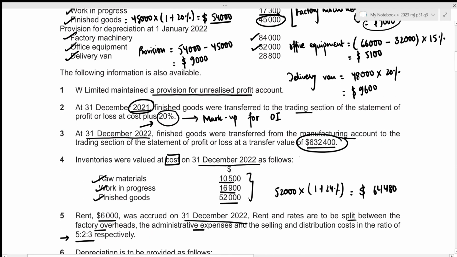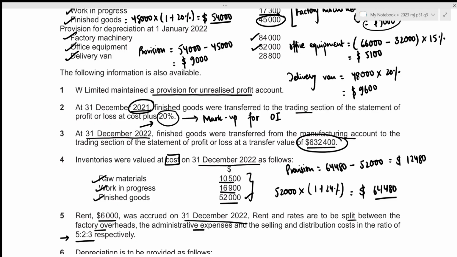Now we repeat the same process for closing inventory. So the provision is just going to be 64,480, which is the value included in our statement of profit or loss, minus 52,000, which is the cost. And this results in the value of 12,480.